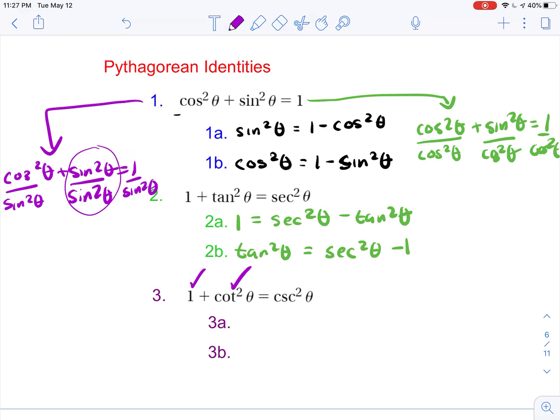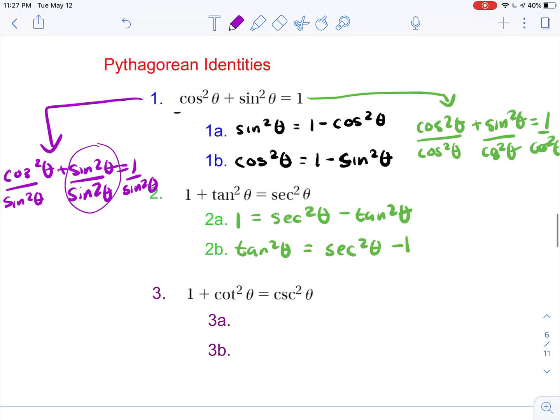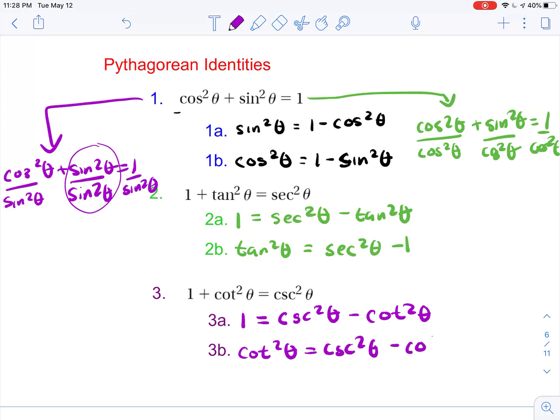And cosine over sine is equal to cotangent. So cosine squared theta over sine squared theta is equal to cotangent squared theta. And 1 over sine is equal to cosecant. So 1 over sine squared is going to be equal to cosecant squared. Okay, so now what can I do with this to get my other 2 versions? Well, again, I can do some manipulating. I could subtract cotangent squared from both sides to get that equivalent, or I can subtract 1 from both sides and get this equivalent. Okay, so now it is fair game for it to show up in any of these formats.